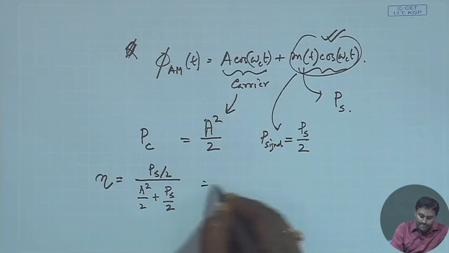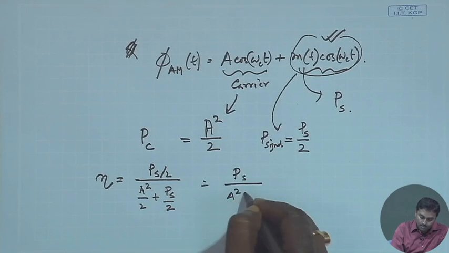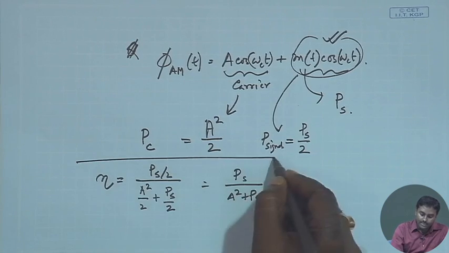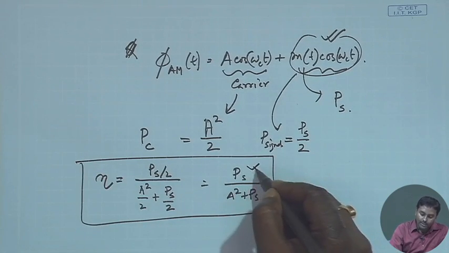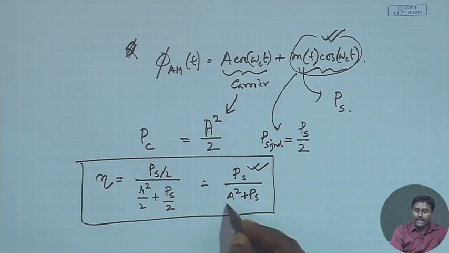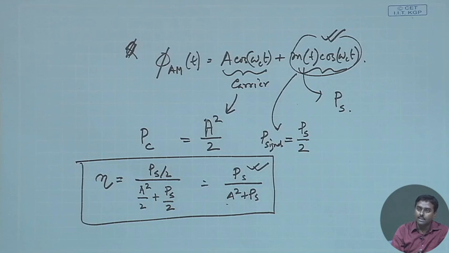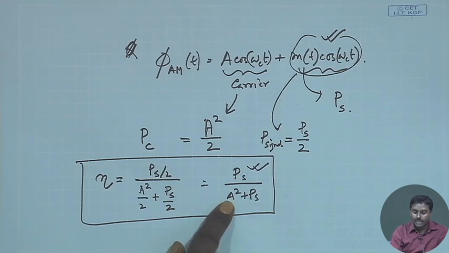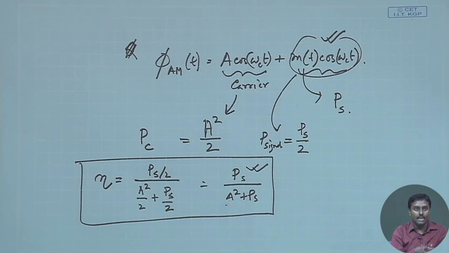So, immediately I get the efficiency, which I could have done with PS. Now, I am transmitting A square plus PS. That is the overall power efficiency that I get doing this. So, I am transmitting an extra amount of power which is A square. This is always sitting inside.